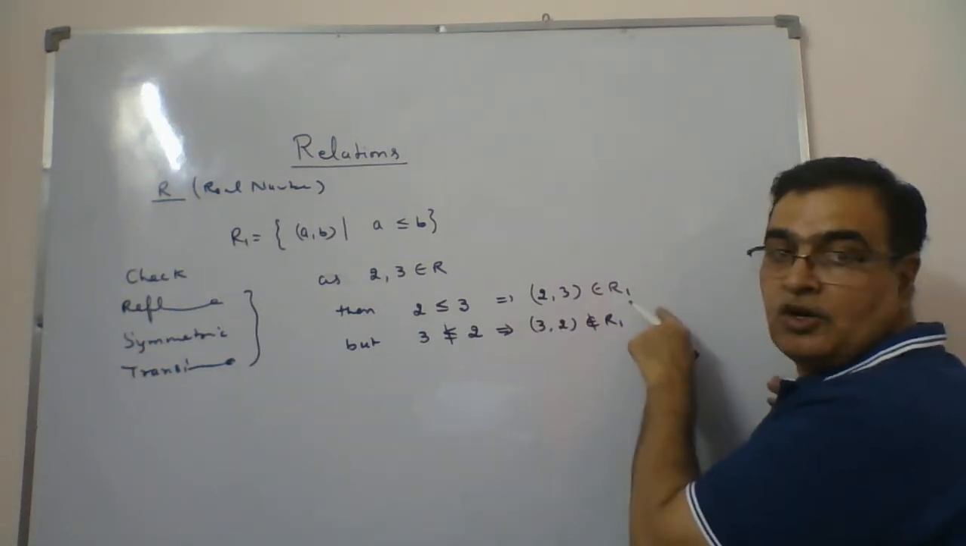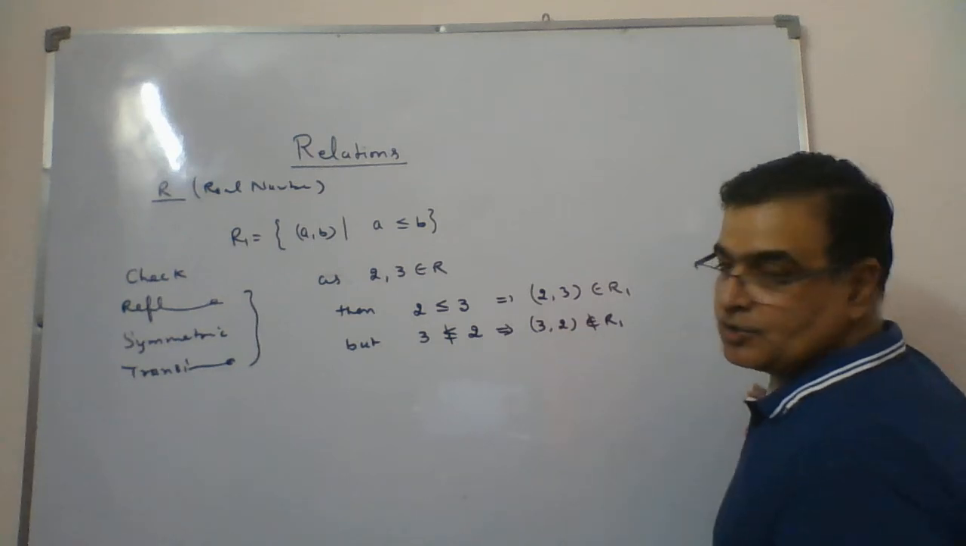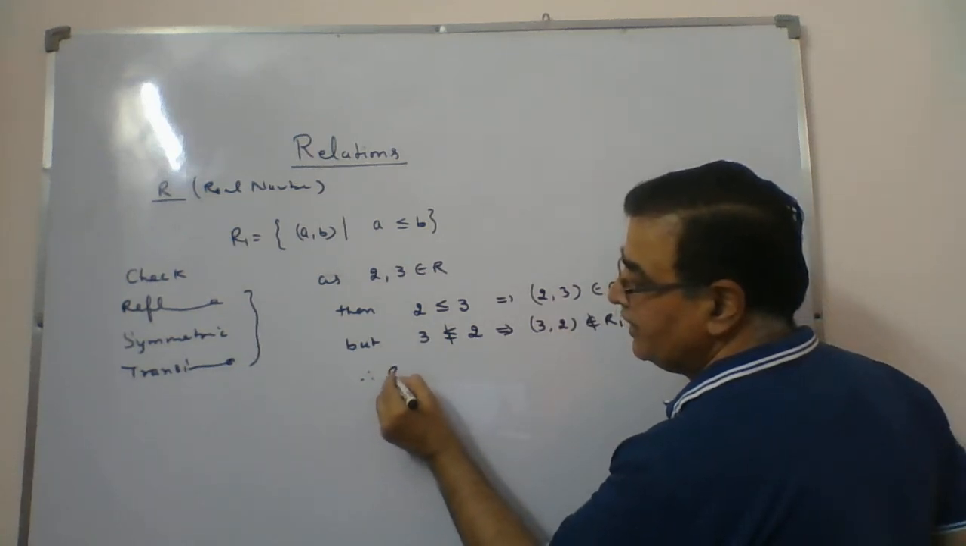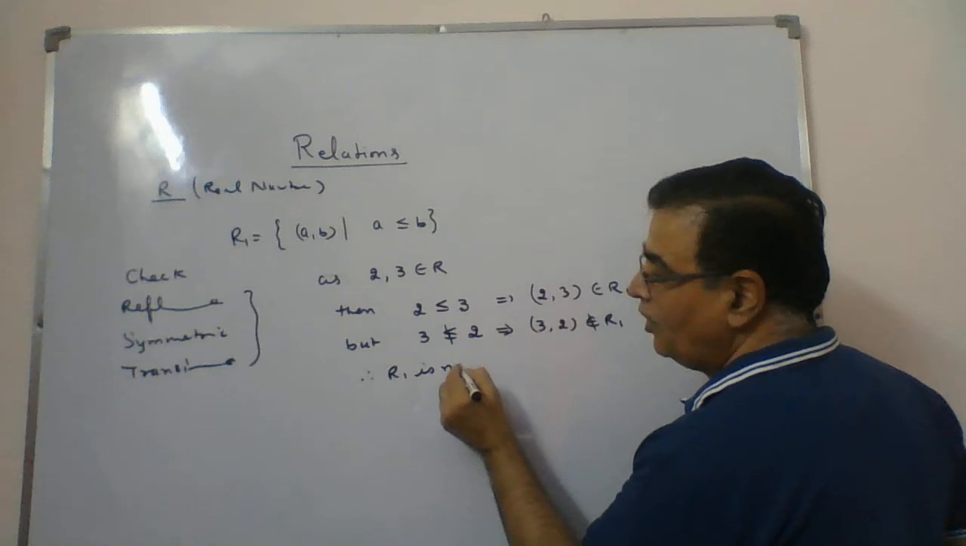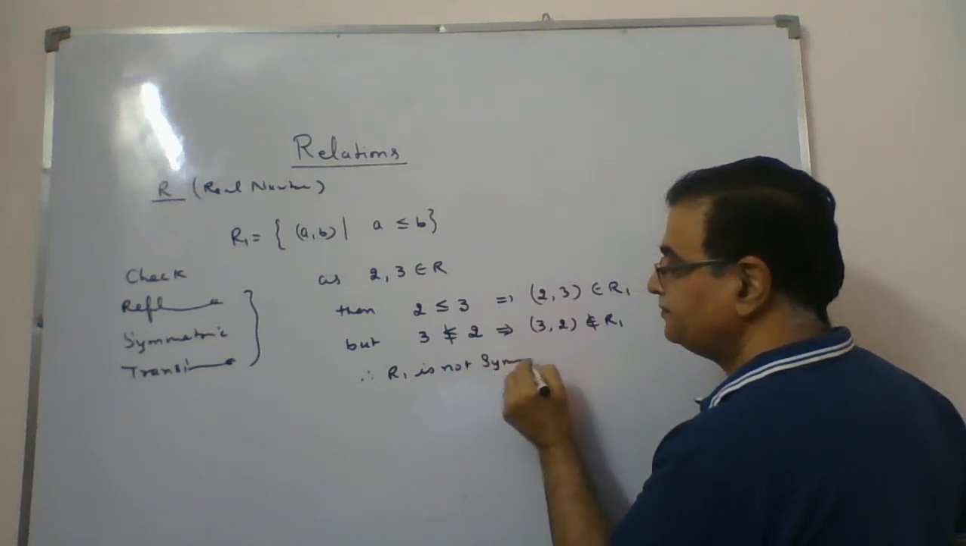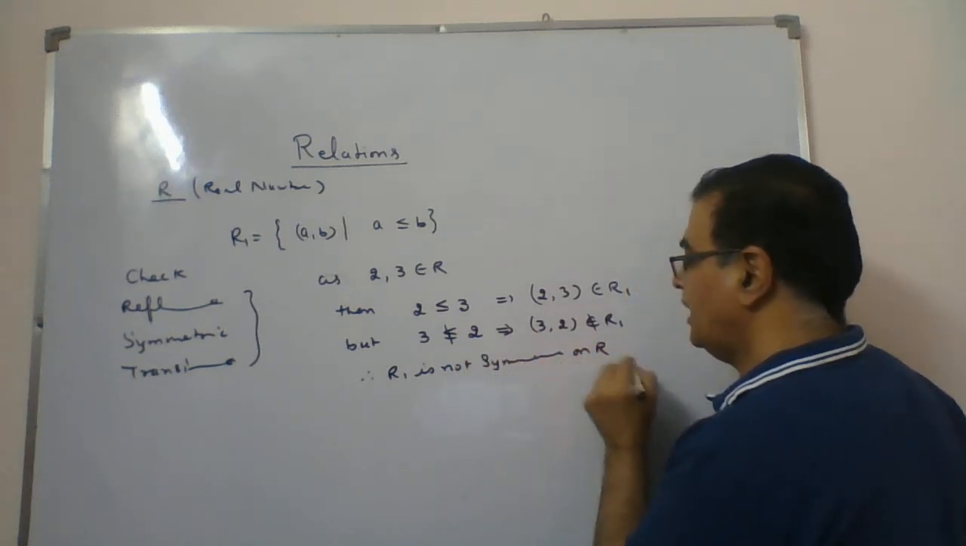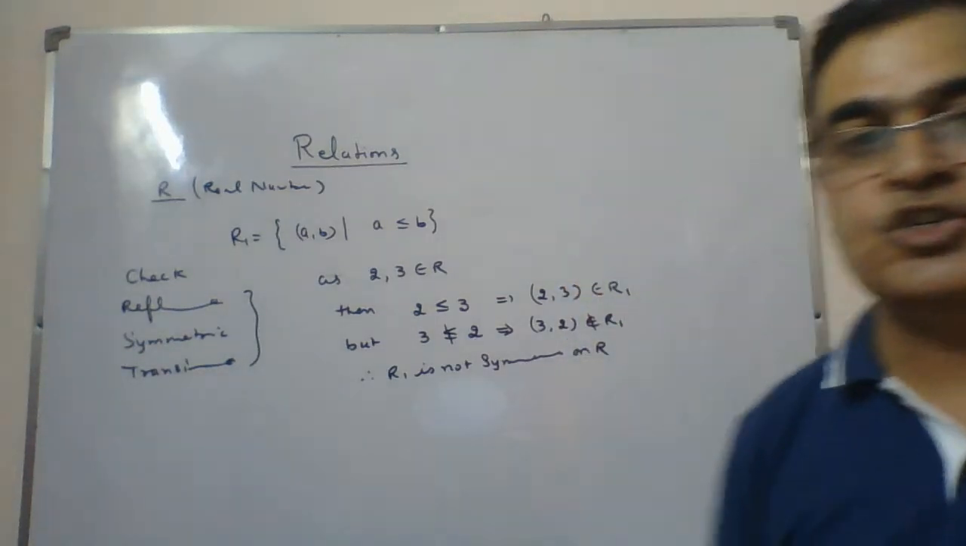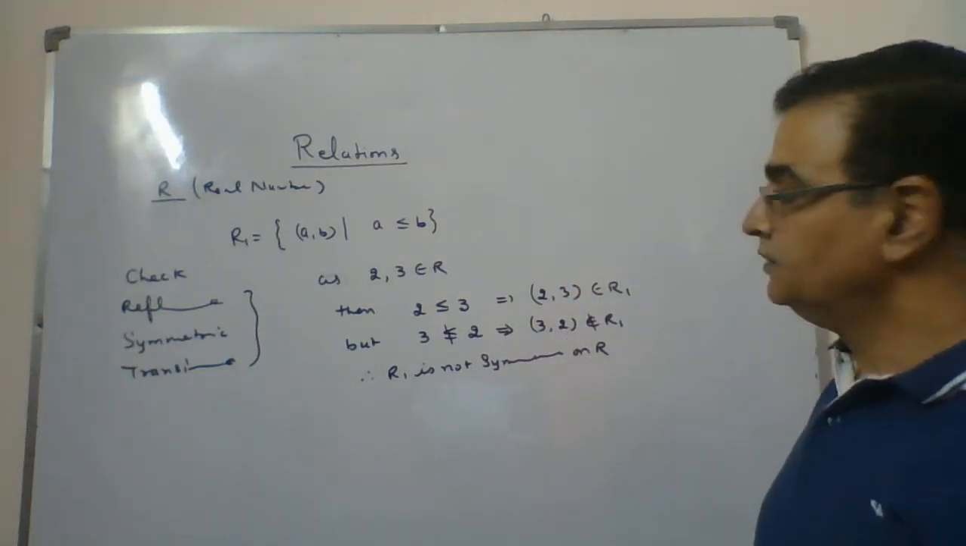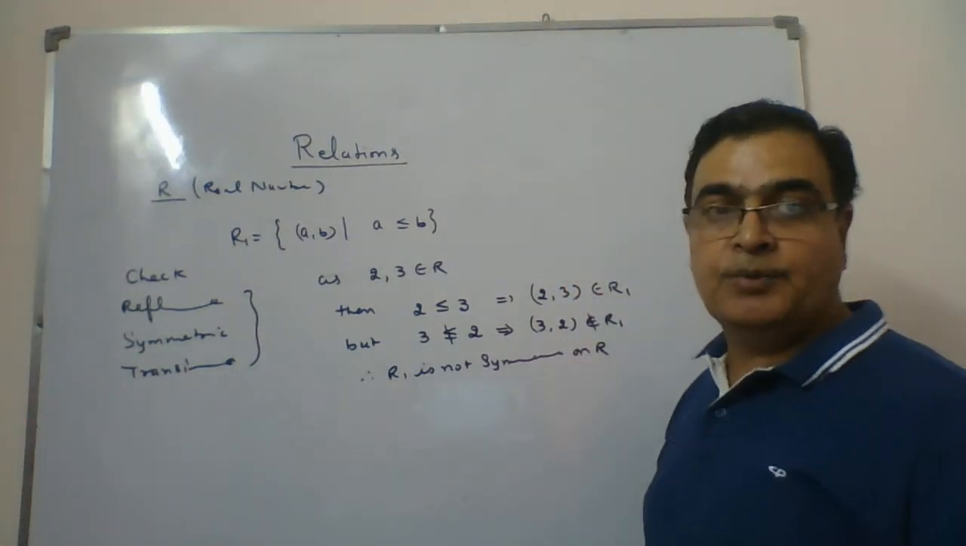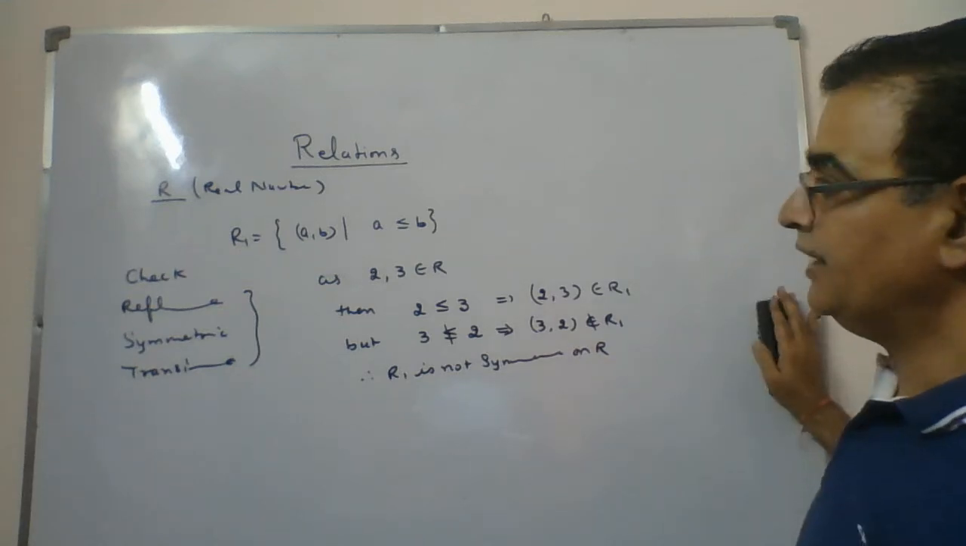So (2, 3) belongs to R1, but (3, 2) does not belong to R1. Therefore, R1 is not symmetric on R. This is the condition we should keep in mind. Okay, now coming to the third case, that is transitive.